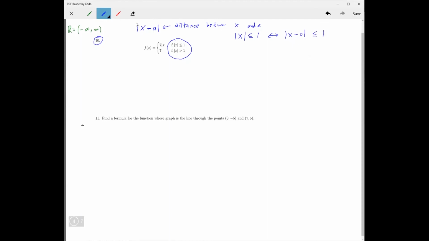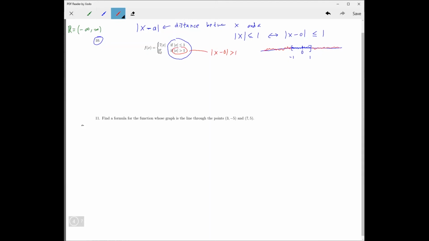So if you look at it this way, this is the distance between x and 0 is less than or equal to 1. So if you're looking at the number line, if the 0 is right here, that's going to be from -1 to 1 on the number line. And this part right here, where it says the absolute value of x minus 0 is greater than 1, that means the distance between x and 0 is more than 1. So that means you've got points over here and points over there. Okay? So that's as far as this.